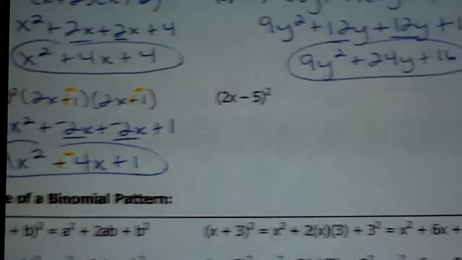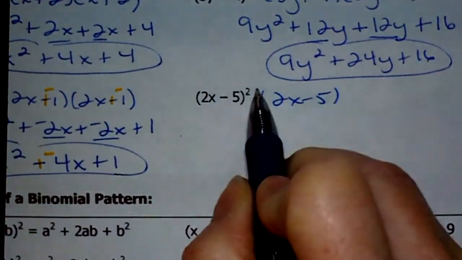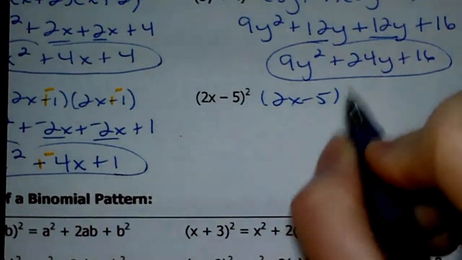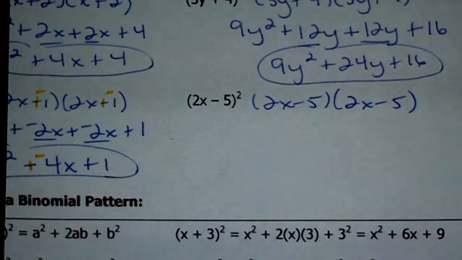Last one, one more subtraction one to look at. Remember to rewrite this. Please don't just take the 2x and square it and the negative 5 and square it. Can you tell that people do that a lot? That's when I say things a lot. I don't want you to make those common errors. So we'll do this the long way to start.